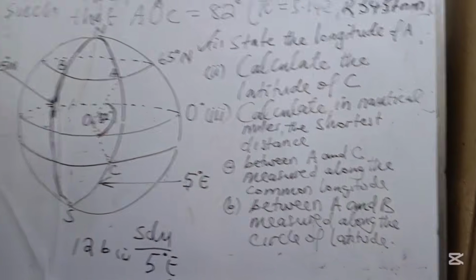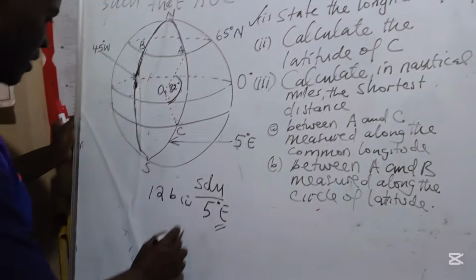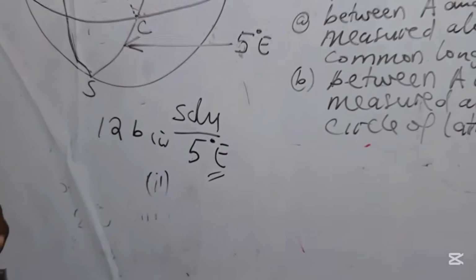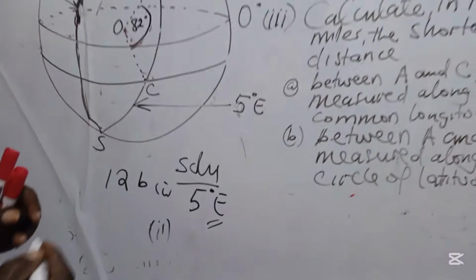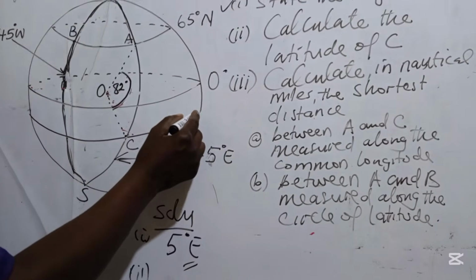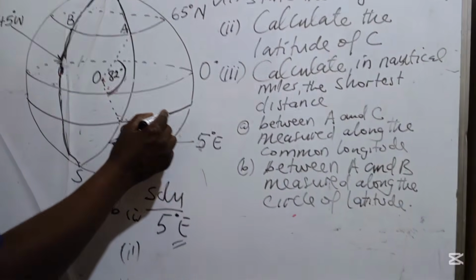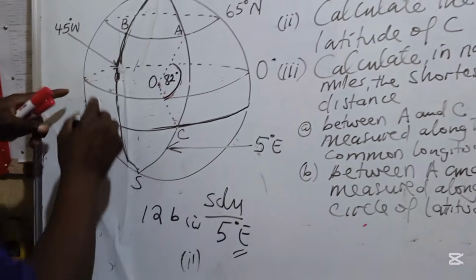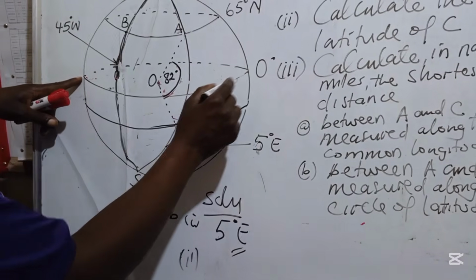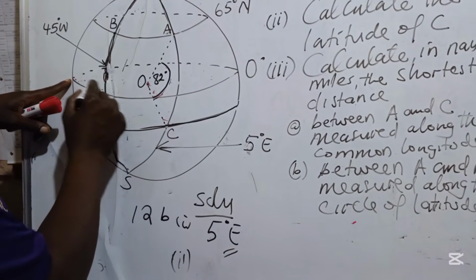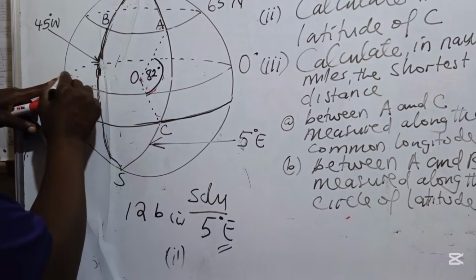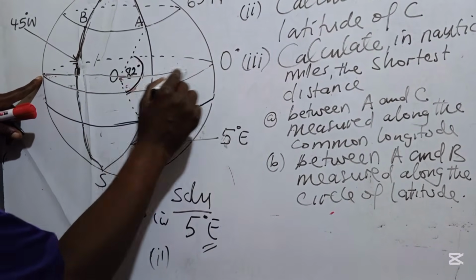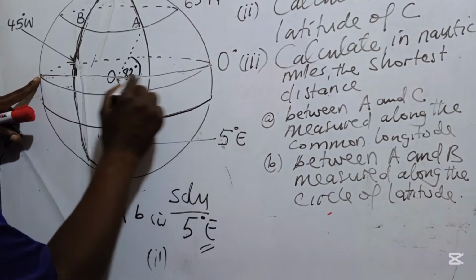Part 2, 12B part 2. Ladies and gentlemen, how do we do it? Calculate the latitude of C. They are asking for this latitude. What latitude is this where C is? Now, you have to be very careful. Have you seen this latitude 0 degrees, the equator? This is what we call the equator. You draw a straight line, just like the equator is there. You pass through the 0 degrees.